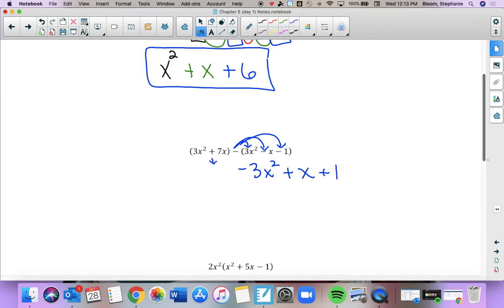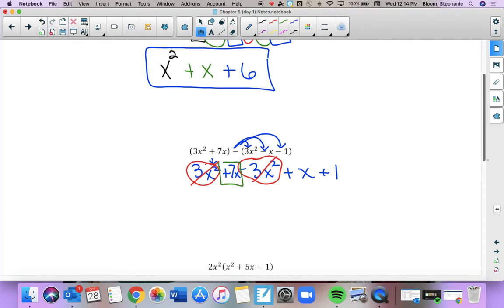And then I'm just going to bring down the front. 3x squared plus 7x. And now I'm ready to combine like terms. So 3x squared, I can combine with negative 3x squared. What does that give you? 0. Do you write 0x squared? No, you don't write anything. They just cancel out.